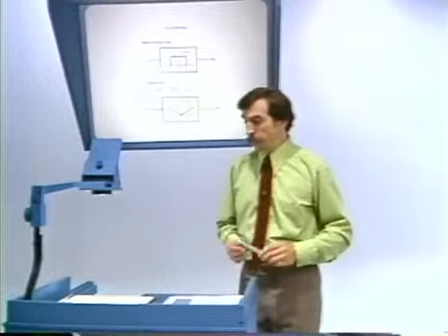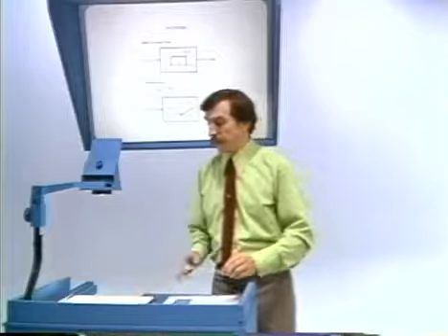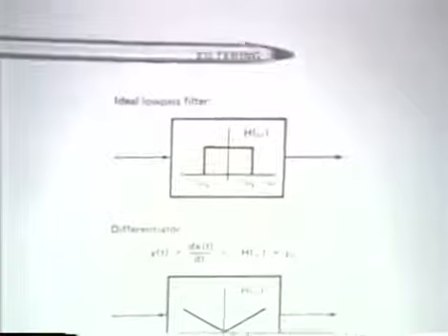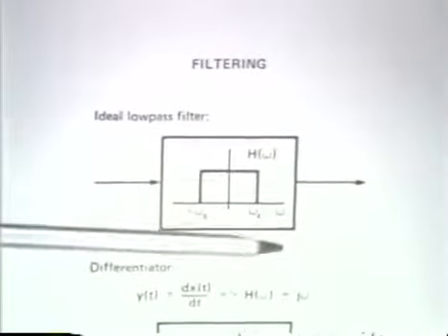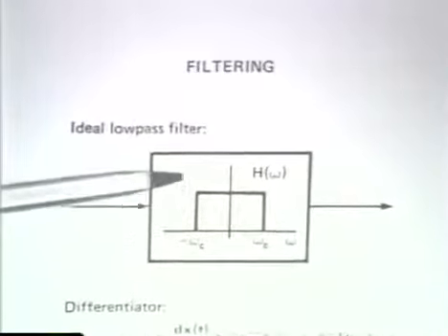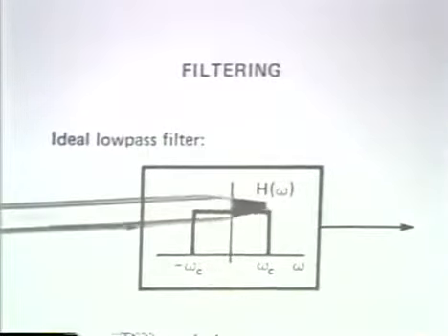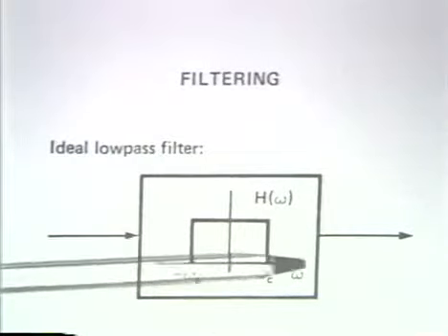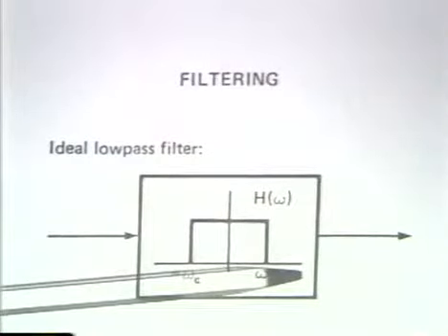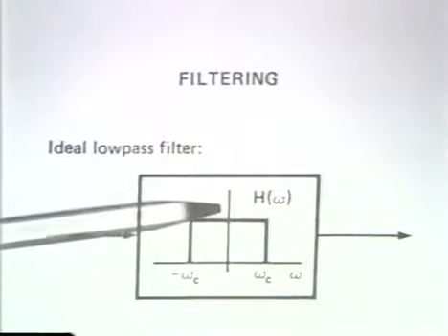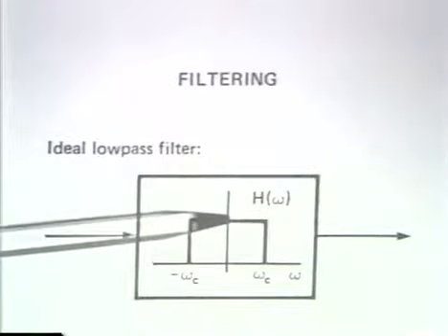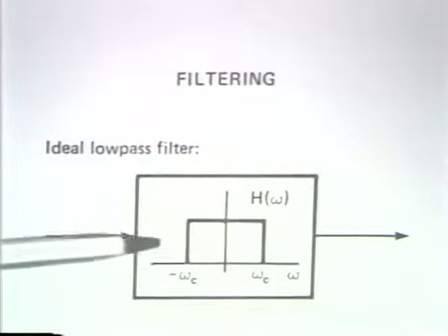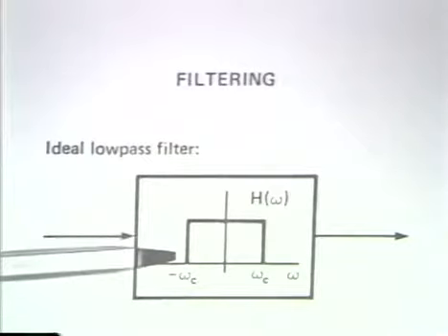For example, what I've illustrated here is the frequency response of what is commonly referred to as an ideal low-pass filter. What an ideal low-pass filter does is pass exactly frequencies in one frequency range and eliminate totally frequencies outside that range. Another filter, which is not so ideal, might, for example, attenuate components in this band, but not totally eliminate them.